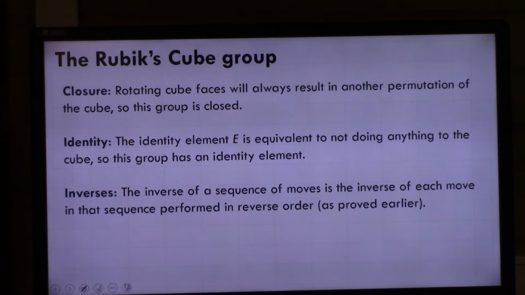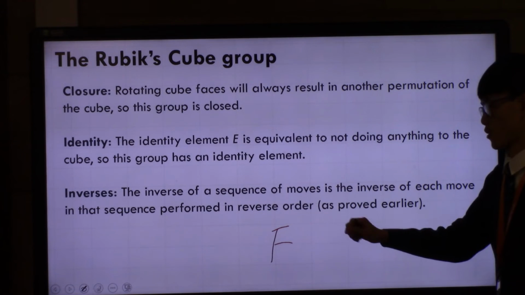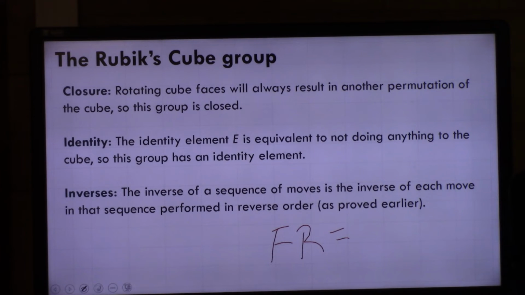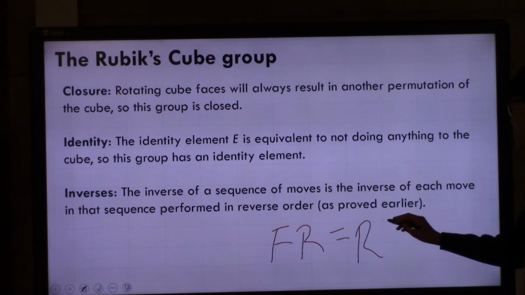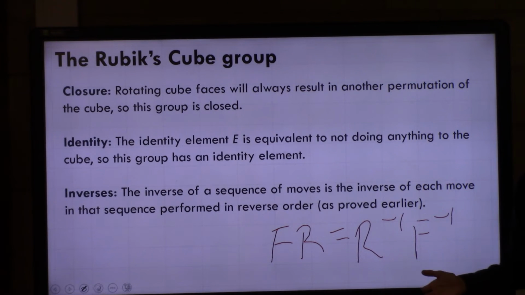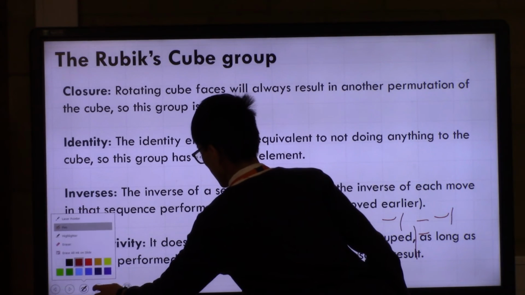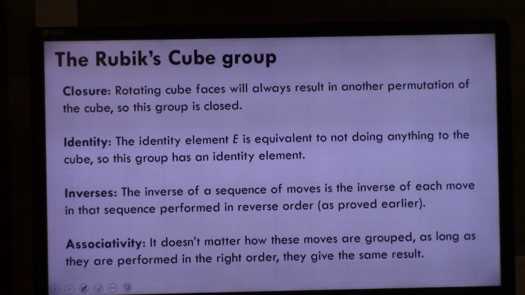Inverses, so the inverse of a sequence of moves is those moves performed in reverse order, inverted. An example of that is a rotation of the front face and then the back, and then the right face. Does anyone know what the inverse of this would be? Does anyone have a guess? R minus 1, F minus 1. Yep. So we're just doing those moves in reverse to undo what we've done. Associativity, so it doesn't matter how we put the brackets, we're still doing the same moves. So it satisfies associativity.